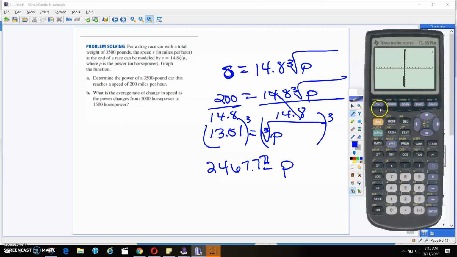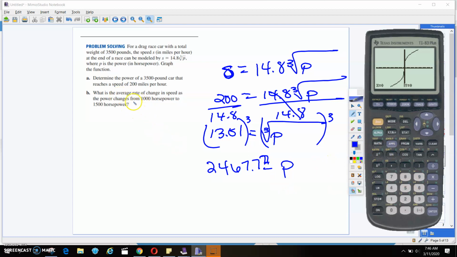As you're going to see on this, you're going to have to zoom out, or otherwise you get this really weird looking line. So you can zoom out by hitting zoom and scrolling down to zoom out, hitting enter. And that's your line. Okay?